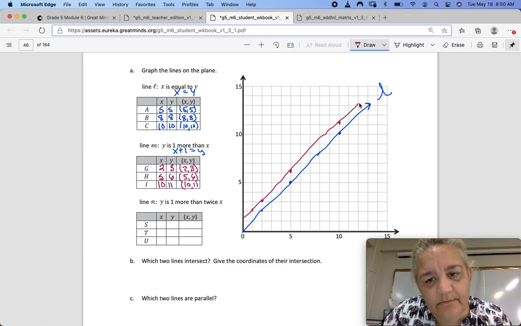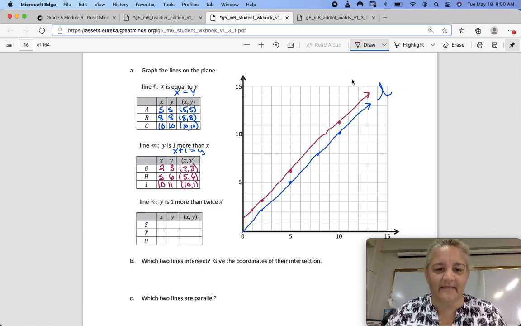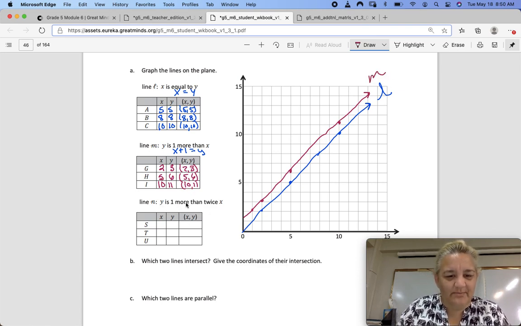Look at that. And that one we're calling line M. Now, y is 1 more than twice x. So x times 2 plus 1 equals y.